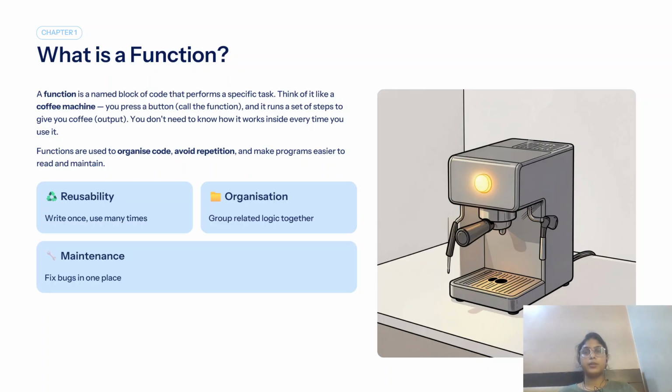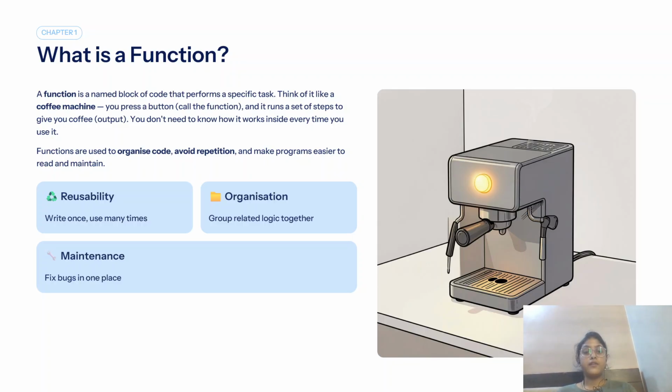Let's take another example. Your TV remote has different buttons like power and volume. Every button has a specific, different task. You don't open the TV every time to increase the volume. Similarly, every function performs one specific task, right? That is how functions are going to be executed. Okay.